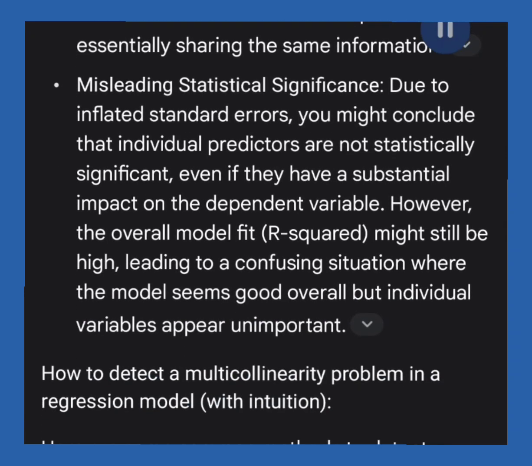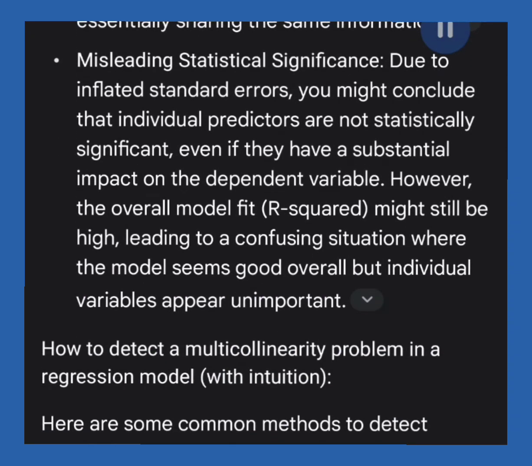Misleading statistical significance. Due to inflated standard errors, you might conclude that individual predictors are not statistically significant, even if they have a substantial impact on the dependent variable. However, the overall model fit, R-squared, might still be high, leading to a confusing situation where the model seems good overall, but individual variables appear unimportant.